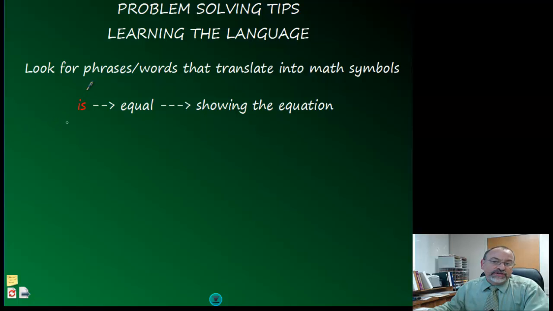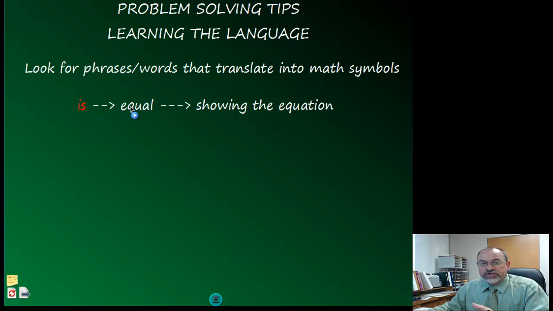We learned, for example, the word is means equals, and it's stating that whatever's on the left is equal to the right, and we have the math symbol of the equal sign. So the word is an important word to recognize.